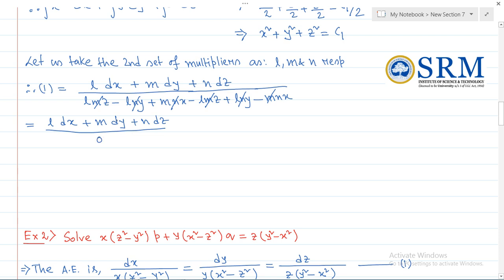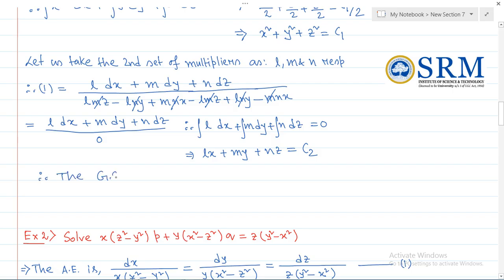So if we just match this term with any one of the factors of equation 1, we get l dx plus m dy plus n dz equals 0. So by simple integration, what we get from here is lx plus my plus nz equals some arbitrary constant of integration, that is c2, since the integration we are doing here is an indefinite integral, right? Therefore, what is our general solution?